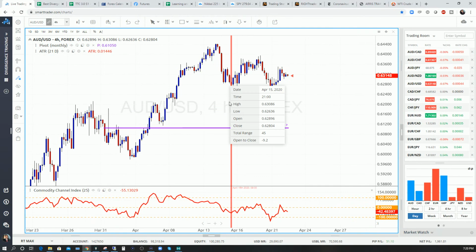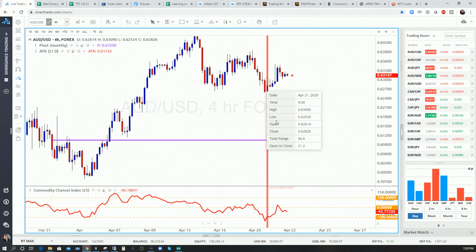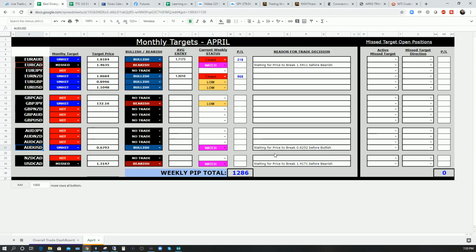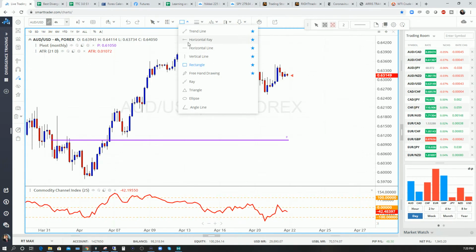We want the price to break through this low right here. Nope, that was not it. My bad. It was actually this low right here, 65.52. There it is. We have not broken below that low, so we don't have divergence yet.